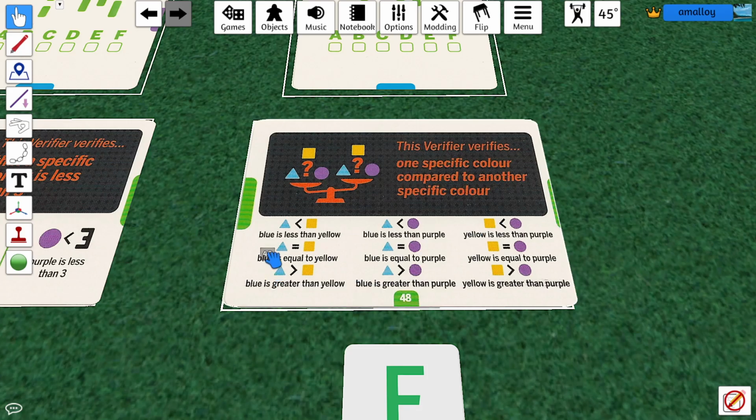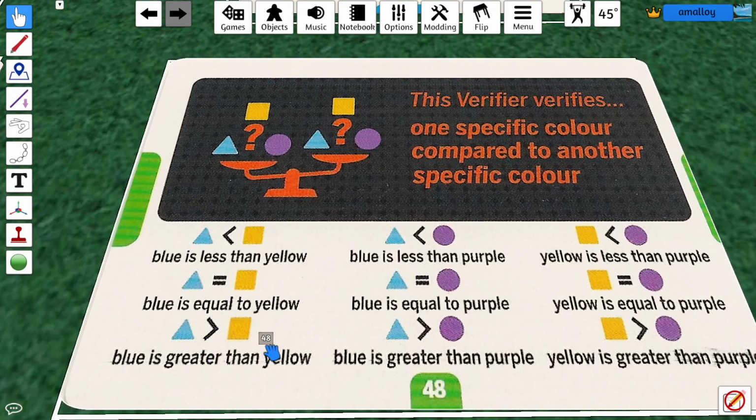Yeah, that's true. So the criterion of this thing isn't telling me that the two of them are equal, but two of them are equal. So blue is either equal to yellow or equal to purple. But we also know blue is either greater than yellow or greater than purple. Because that's the only criterion left for this card to check, right? So if blue were equal to purple, it would have to be greater than yellow, but that's impossible because yellow is greater than purple.